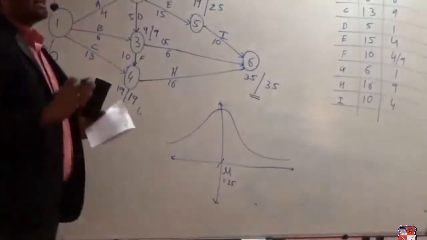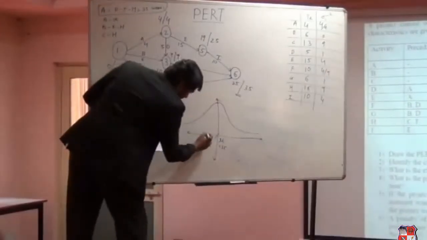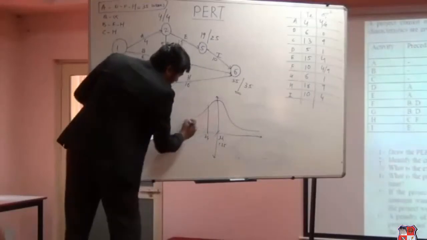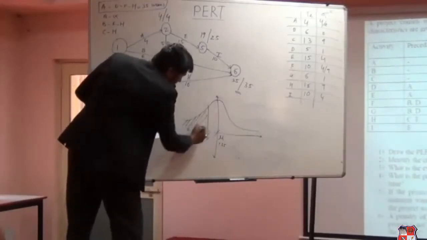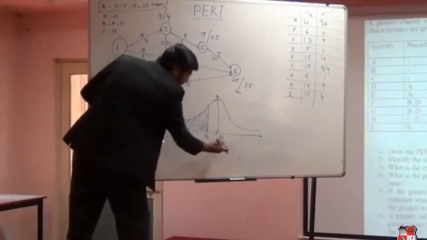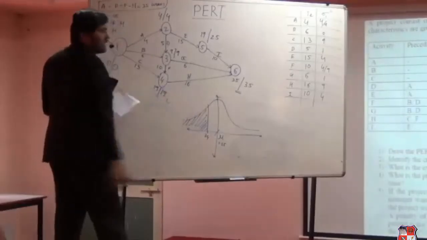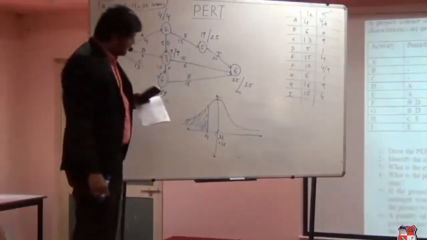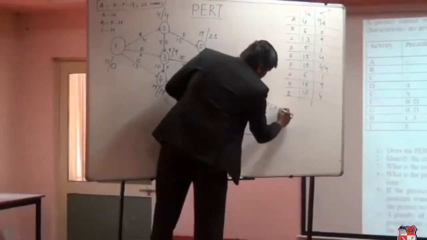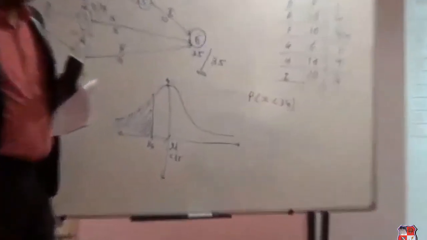They are asking for the area covered before 1 week of the project completion time. So 1 week before means 34. They want to find this particular shaded area. They want the probability of completing 1 week before the estimated time, so 34 or less than 34. This shaded area is the answer to that question. Now how do we find it? The probability that they want is x less than 34, that is, 34 or less.